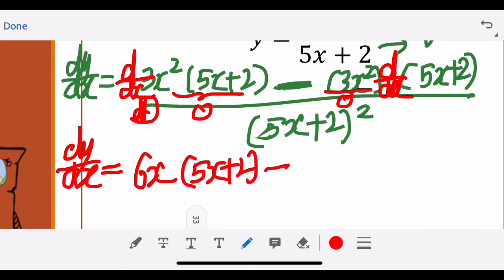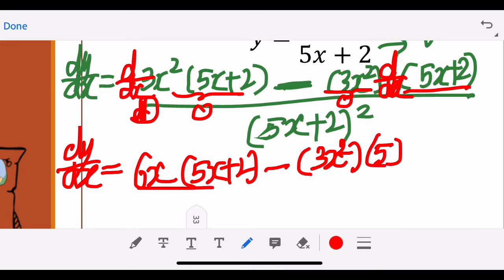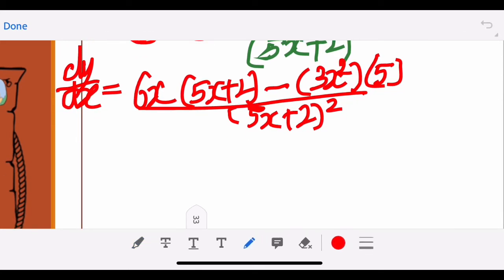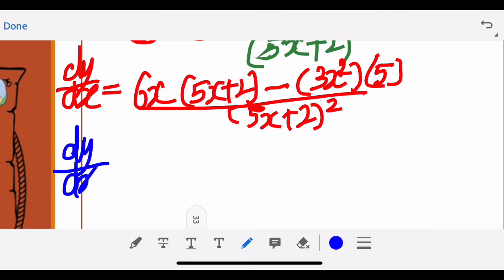Alright, minus, you copy this one, and then you differentiate 5x plus 2, you get 5, over the 5x plus 2 squared, right? Okay, so finally, your answer is like this.